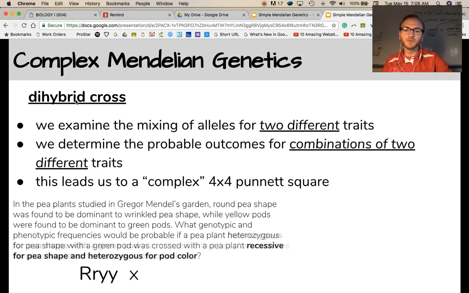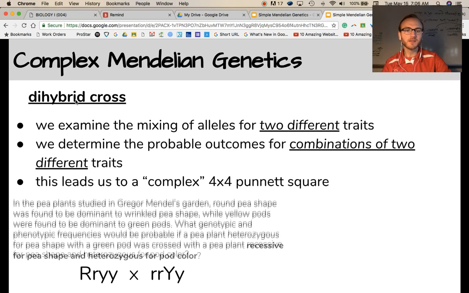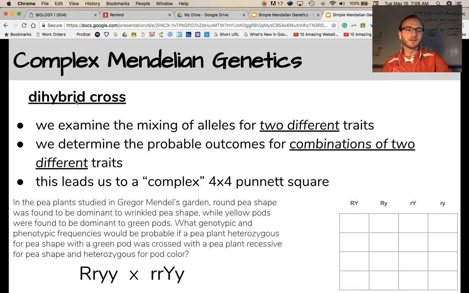We take that individual and we cross it with a plant that is recessive for pea shape, meaning little r, little r, so it's wrinkled, and it is heterozygous for pod color, so we're going to actually see the big Y, little y yellow pod color expressed here. And as you can see, our table has gotten a little larger. Now things get a little bit crazy here.